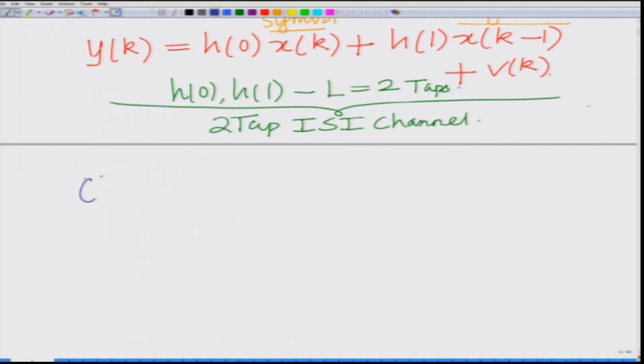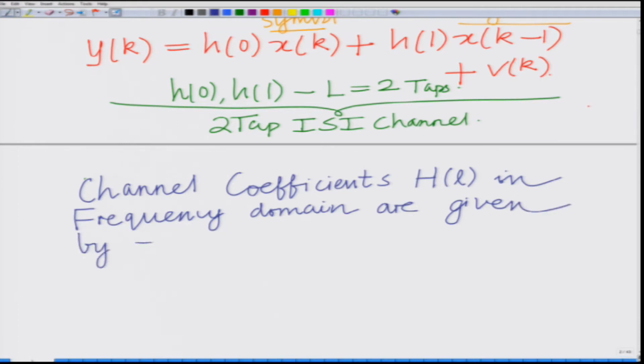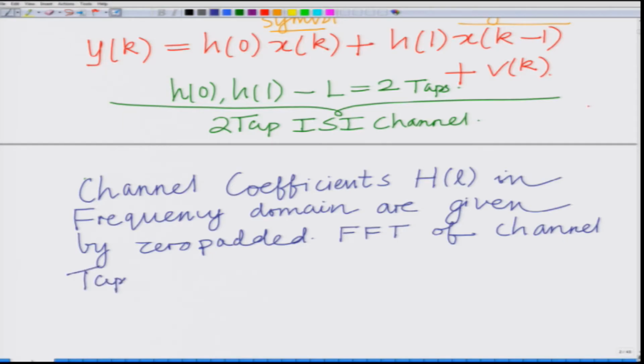Let me just write it down a bit more clearly. Channel coefficients HL in frequency domain are given by the 0 padded FFT of your channel taps in the time domain. Okay.